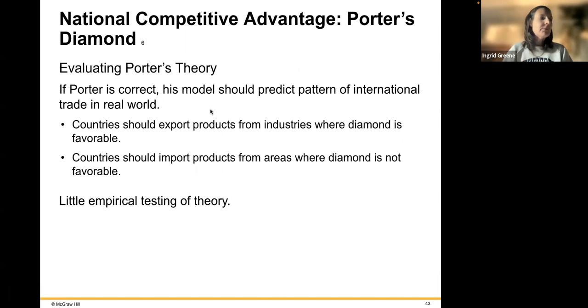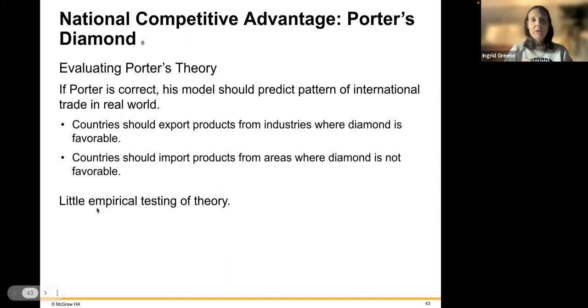So now, evaluating Porter's theory. If Porter's correct, his model should predict the pattern of international trade in the real world, that countries should export products from industries where the diamond is favorable, and they should import products from areas where the diamond is not favorable. So again, coming back to Switzerland, the precision instruments. They can export pharmaceuticals, innovation in pharmaceuticals, they can export watches, etc. But they should then start to import things like clothing.